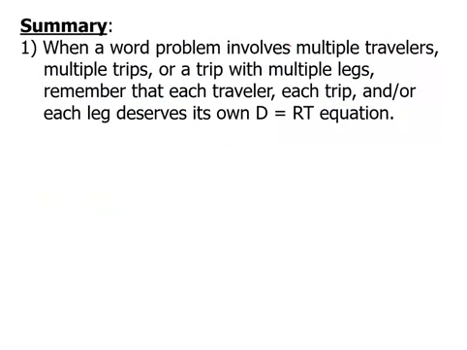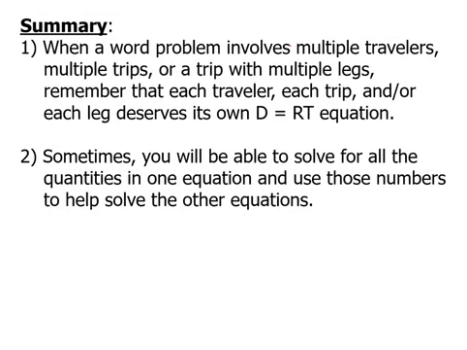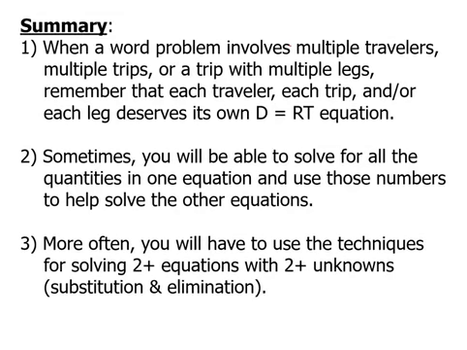In summary, when a word problem involves multiple travelers, multiple trips, or a trip with multiple legs, remember that each traveler, each trip, and or each leg deserves its own D equals RT equation. Sometimes you will be able to solve for all quantities in one equation and use those numbers to help solve for other equations. More often, you will have to use the techniques for solving two equations with two unknowns. And we talked about substitution and elimination. If those are new to you, you can find out more about them in the algebra module.